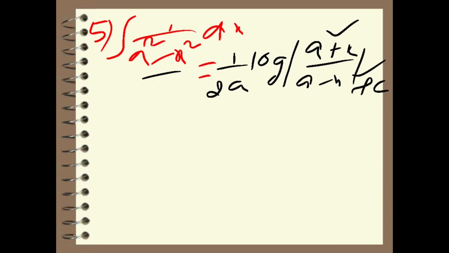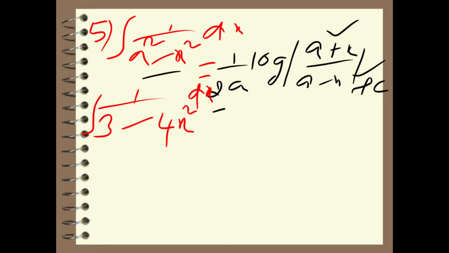Yes, we do one more problem on this concept. Integration of 1 by 3 minus 4x square into dx. Okay, students. So here, what is in the denominator? 3 minus 4x square. So clearly x square coefficient is not unity. X square coefficient is 4.